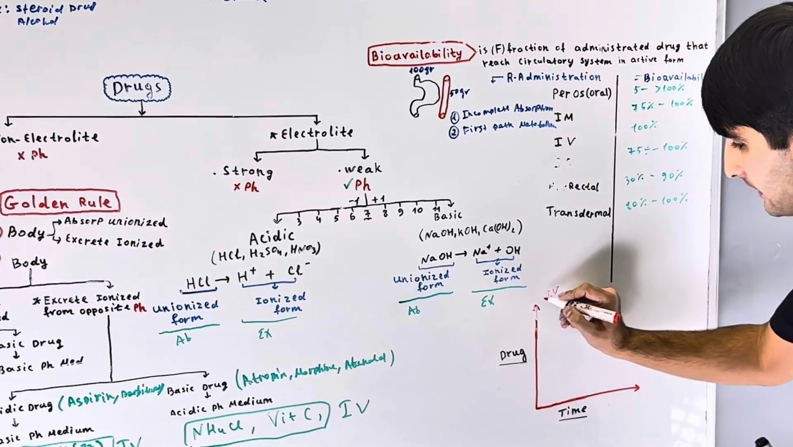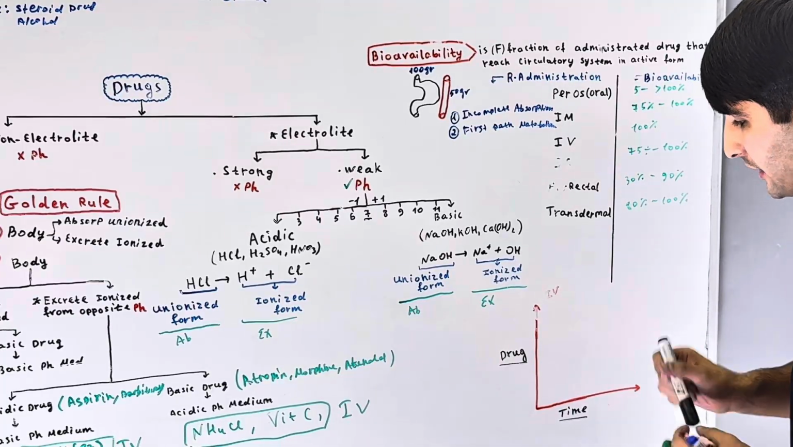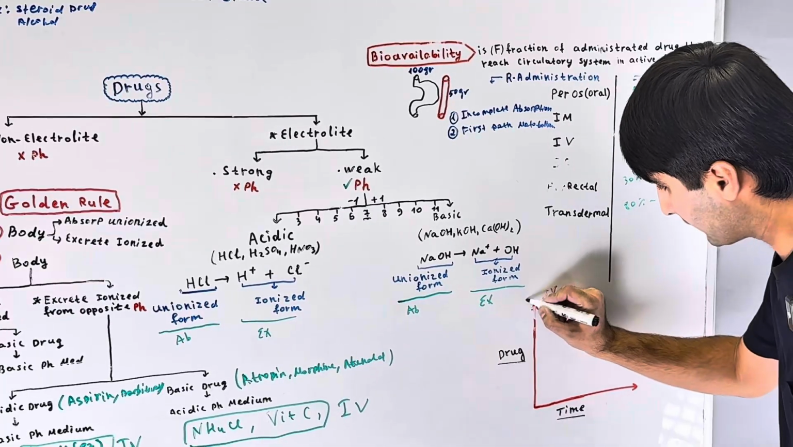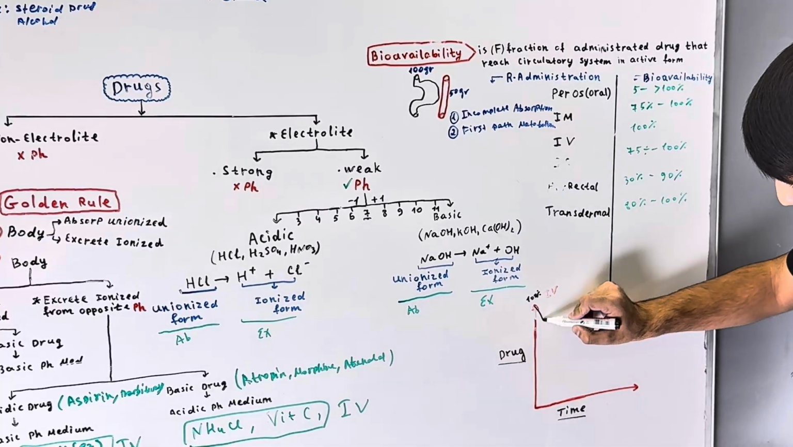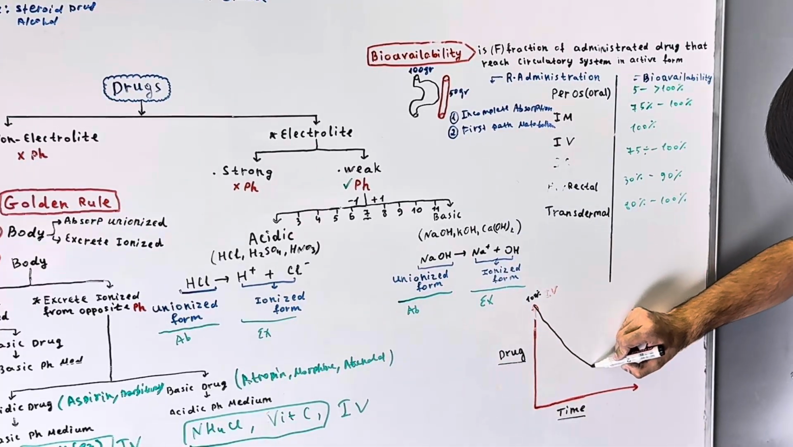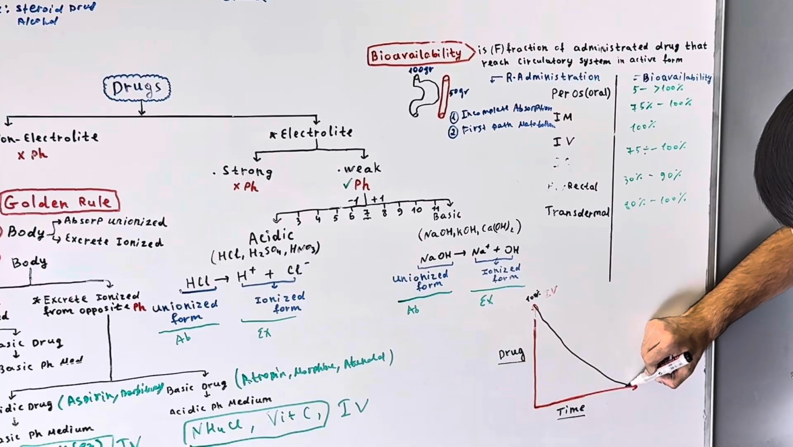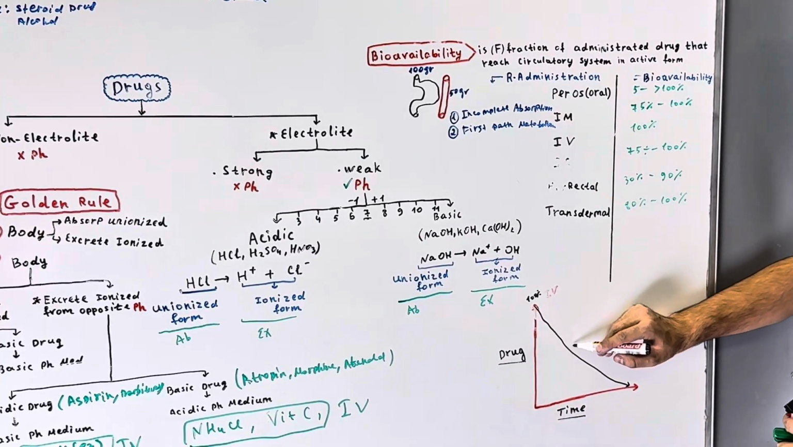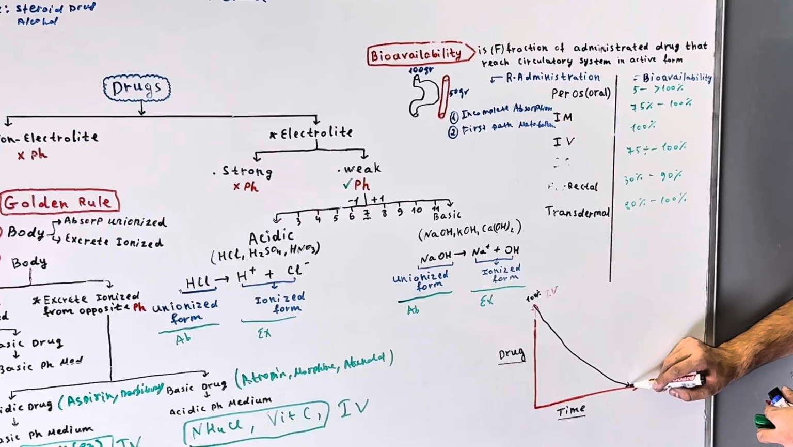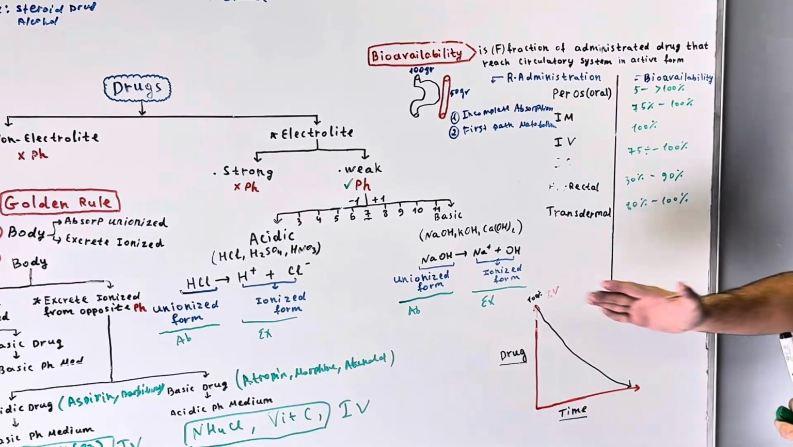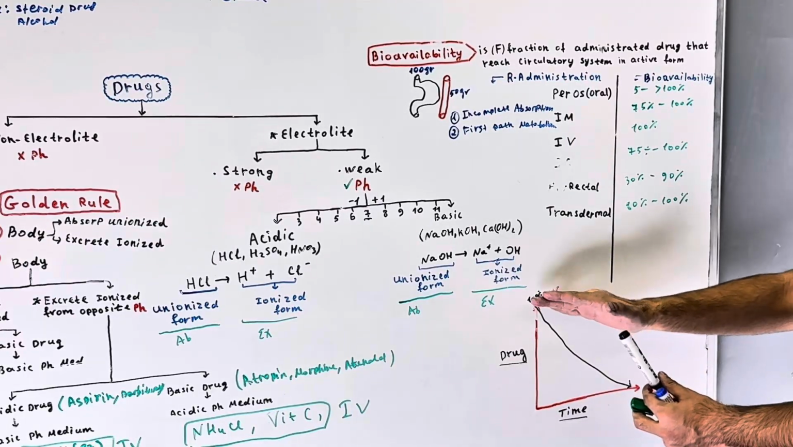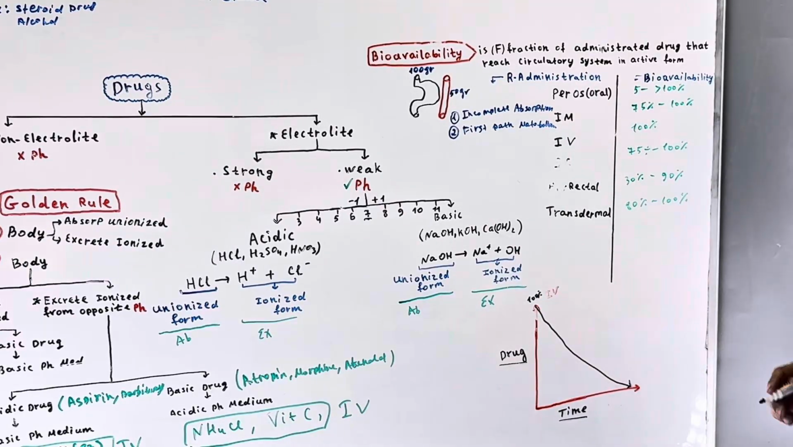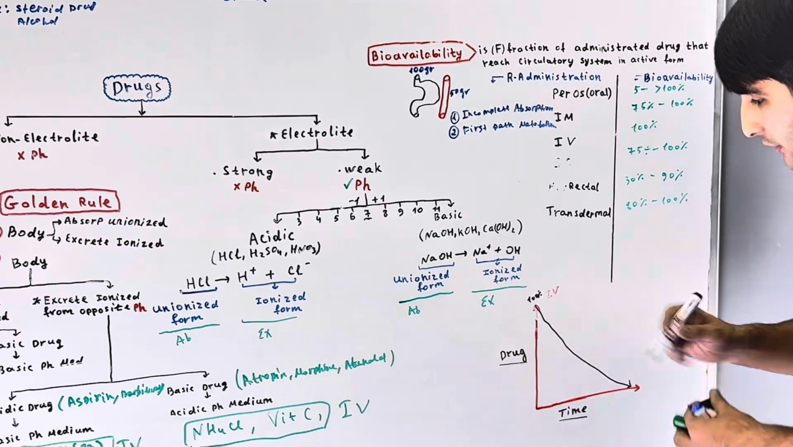So now the concentration of the intravenous drug can be 100%. From here, over time, as its actions work, it will decrease. It means the drug undergoes metabolism and is then excreted from the body, that's why its concentration will be decreased. So that was the intravenous curve.